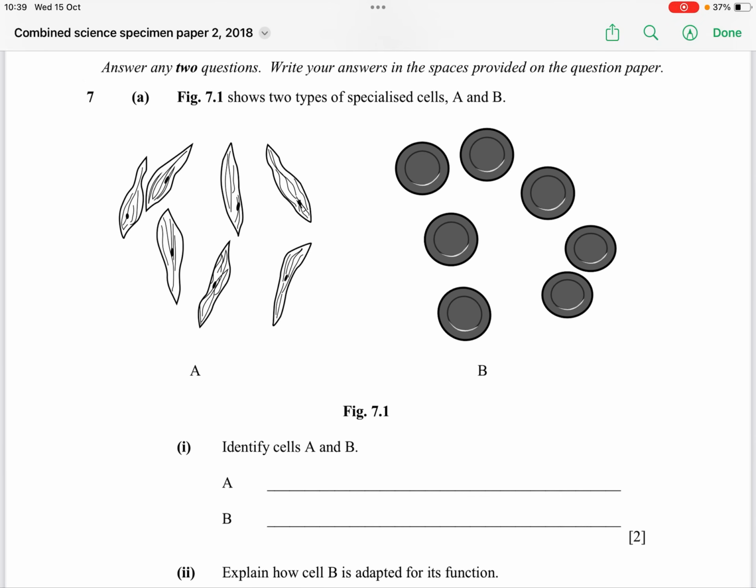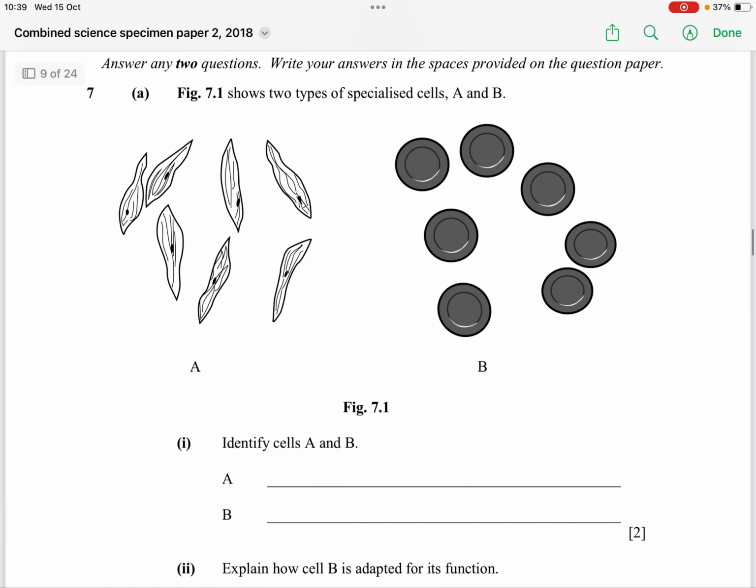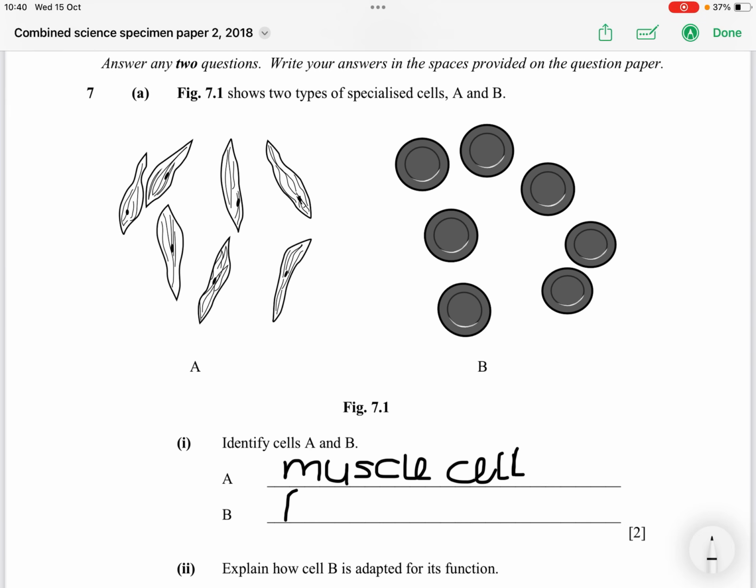So in section B, answer two questions. Write your answers in spaces provided on the question paper. So you need to know that these are some of the specialized cells that they can examine you. You need to know the different types of specialized cells that we have. So A, it is known as the muscle cell. We write muscle cell. And then B, it is known as the red blood cell. So we write red blood cell.